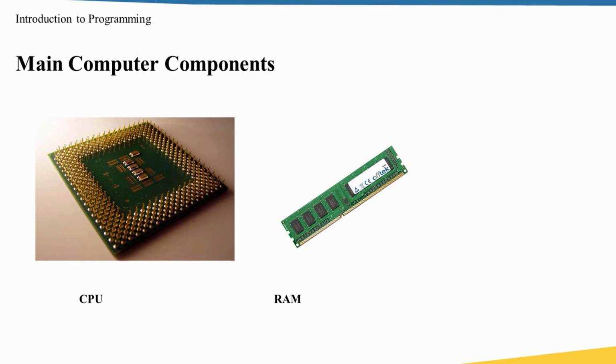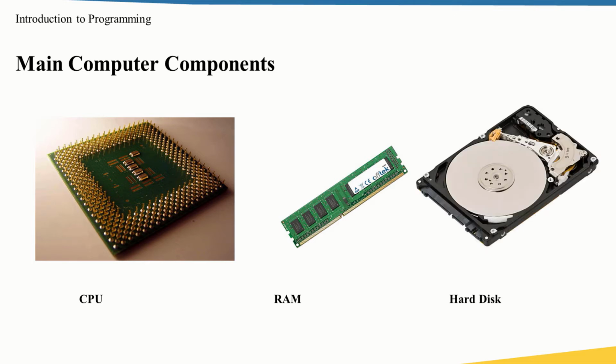Therefore, there is a long-term memory, and usually we use this memory to store the data that we want to keep even after we turn off the computer. The hard disk represents the long-term memory in the computer. So to summarize, the CPU processes the data in the computer, and RAM and hard disk store the data.